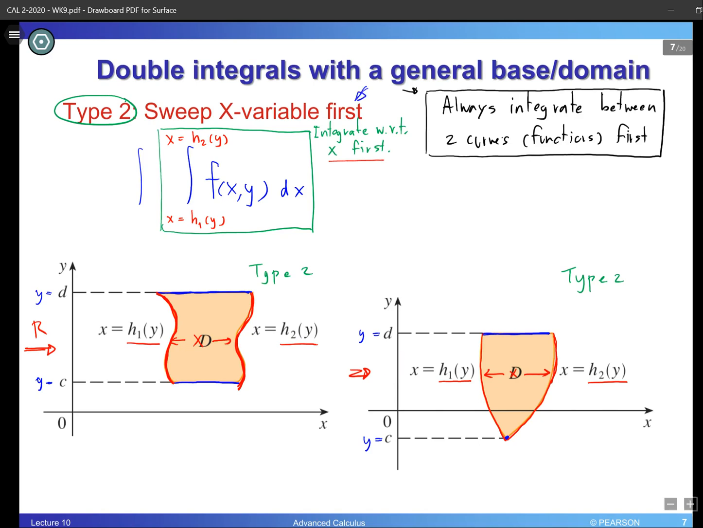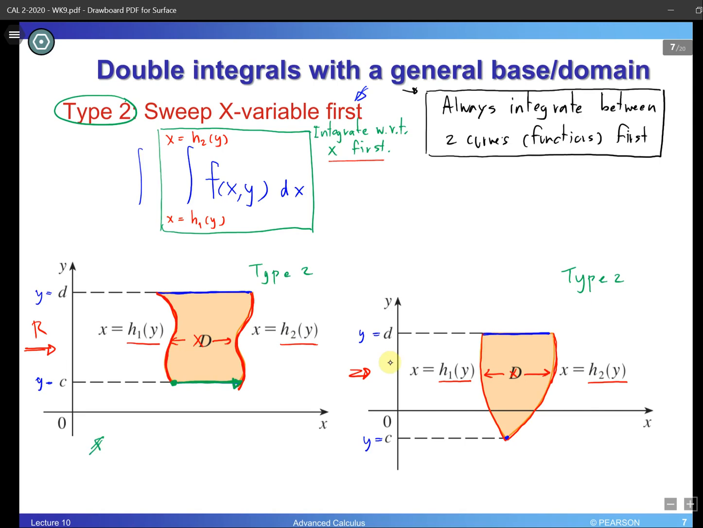So let's take a look at this figure here. We are going to sweep the x variable first. How is that going to show up? It's going to be like this. Sweep from the left function, left curve, to the right curve. So sweep the x variable. It's going to show up as this arrow.